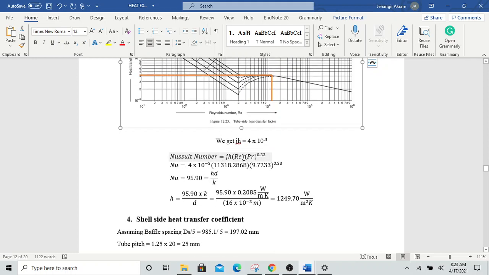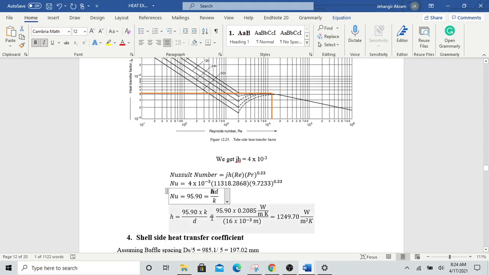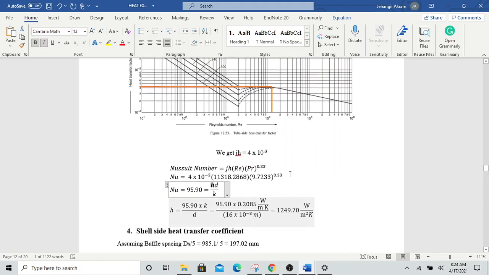It's the Nusselt number formula. You have found the value of jH from here, you have found the value of Reynolds number, you have found the value of Prandtl number. Nusselt number is equal to hD over k, where h is the heat transfer coefficient, D is diameter and k is thermal conductivity. What we want to find here is the heat transfer coefficient, which is the tube side heat transfer coefficient. We will be able to calculate it after inputting all the parameters, okay.